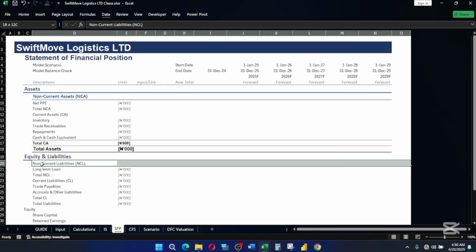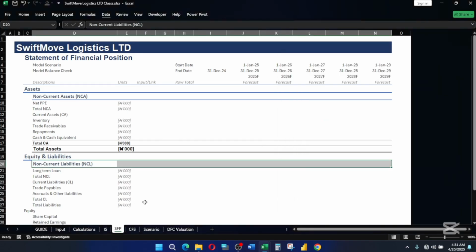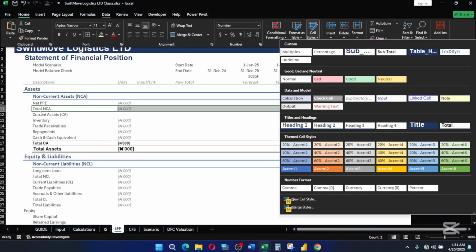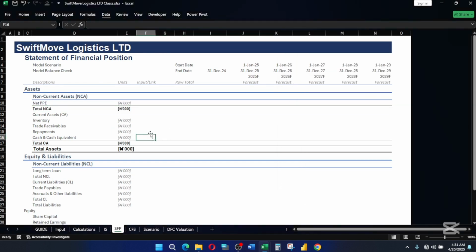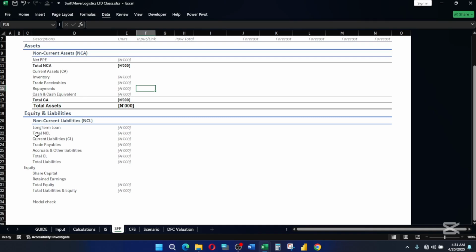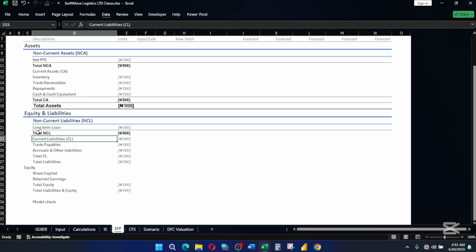Then non-current asset, we're going to apply heading two. Then I think we still have something around here. Okay, this is our total asset. Yes, I knew I had something around here. Sorry, our total non-current asset. We have this. Then we have this also. Apply this. This is our current asset.